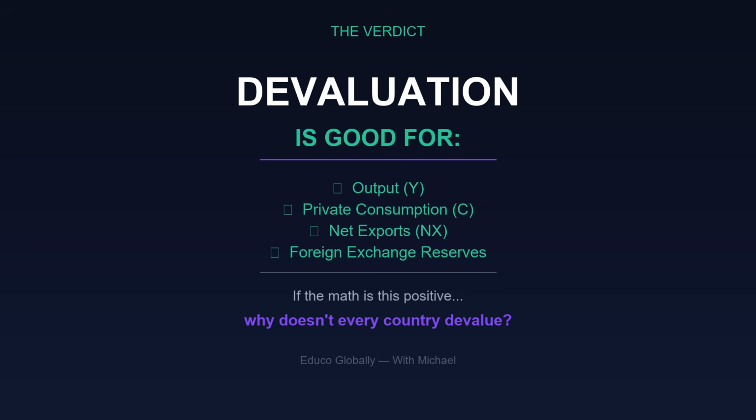So, if consumption goes up but doesn't quite cover the whole massive jump in total output, what fills that remaining mathematical gap? It's completely filled by that huge surplus we created in net exports.